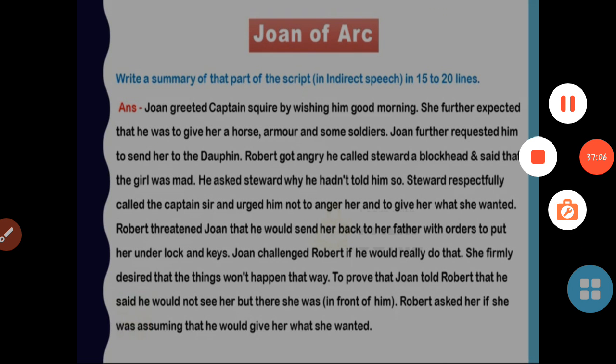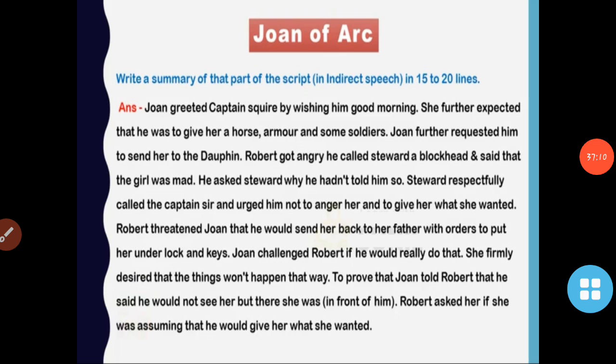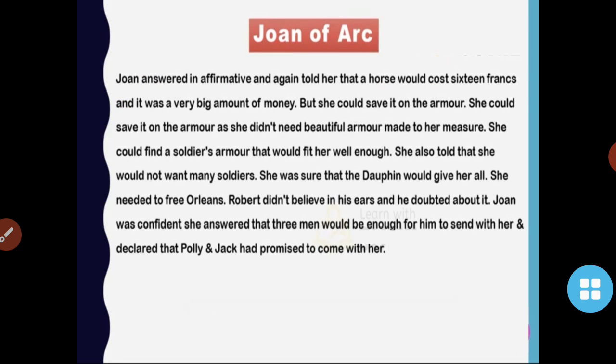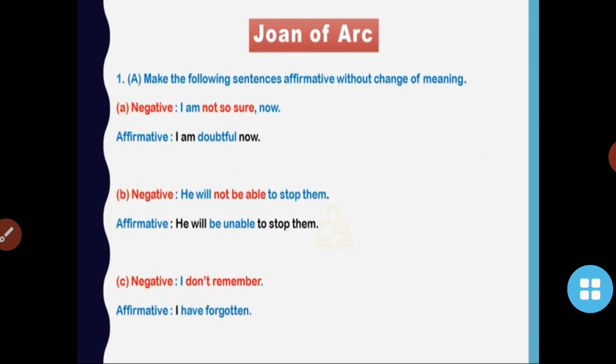Write the summary of that part of the script and indirect speeches in 15 to 20 lines. Here also I have made a list of the answer in 15 to 20 lines, so you can note it down and keep it for your reference. The whole 15 to 20 lines of the answer is given, so you can note it down.